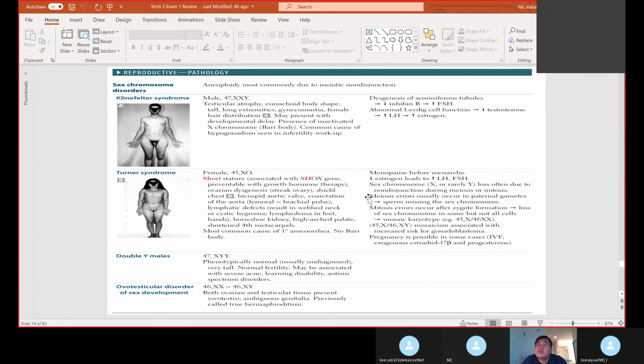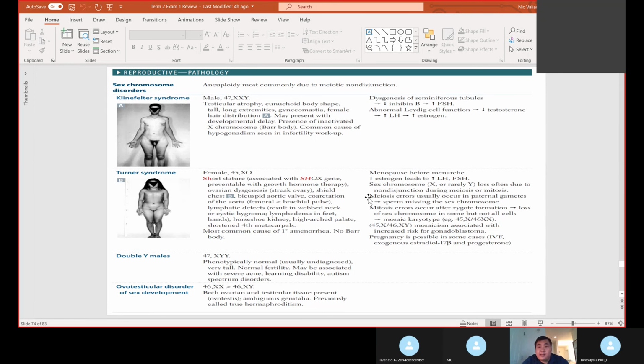They are very short. They also love this: shortened fourth metacarpal. If you see that one, probably it's Turner syndrome. Also, hyperparathyroidism can cause that, but anyway. Turner syndrome, if they have short stature, webbed neck, also shield chest, they have coarctation of the aorta. You also have horseshoe kidney. Here, you don't have any Barr bodies. In Klinefelter syndrome, you have Barr bodies.